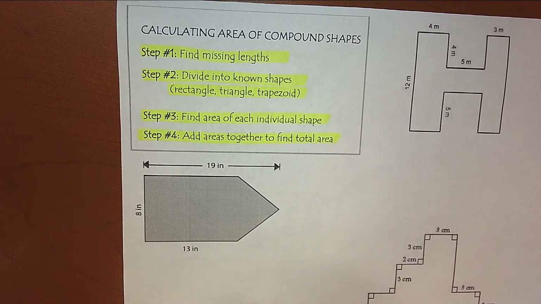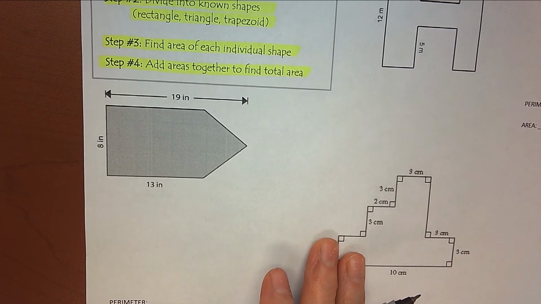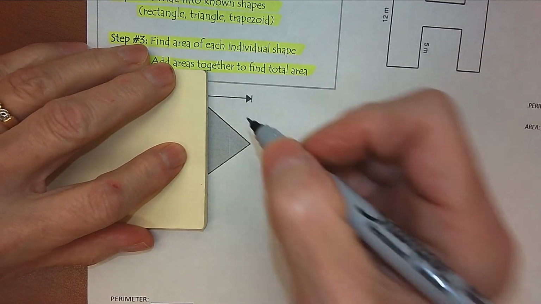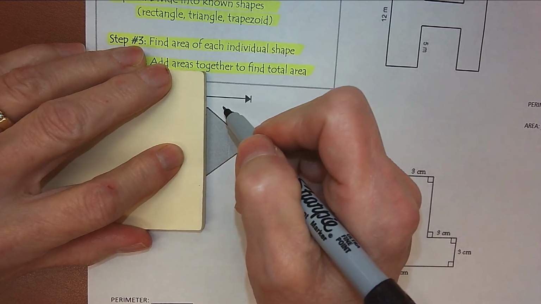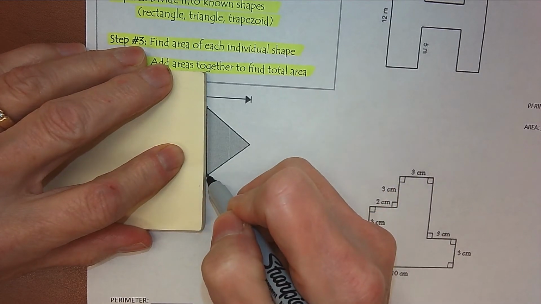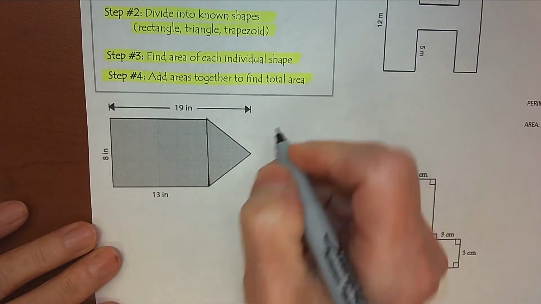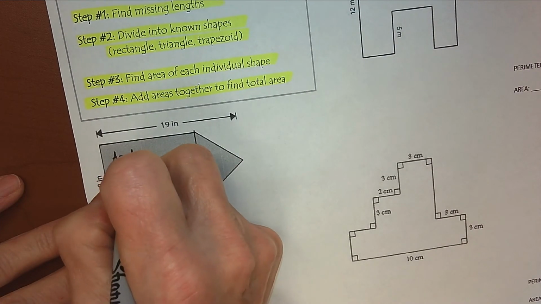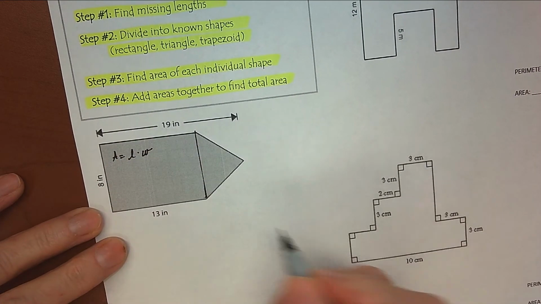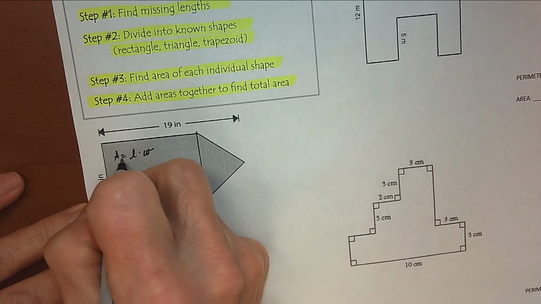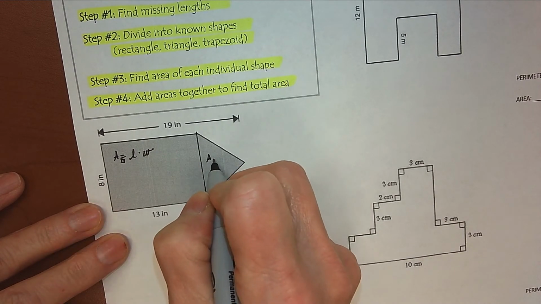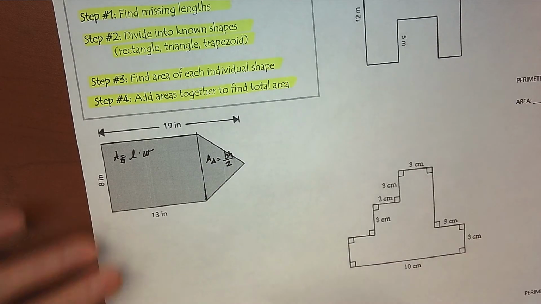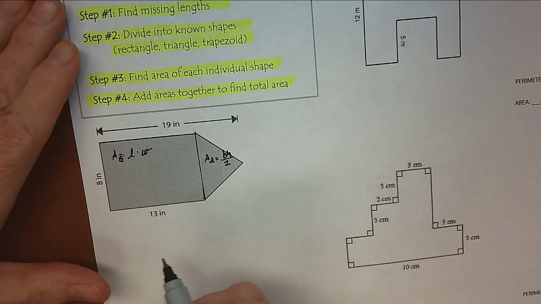So of our first shape here, I see a rectangle and a triangle. I see our triangle is right here. And as a reminder, the area of the rectangle would be the length times the width, or the base times the height. And the area of the triangle is going to be the base times the height divided by 2. Okay, so what are we missing?